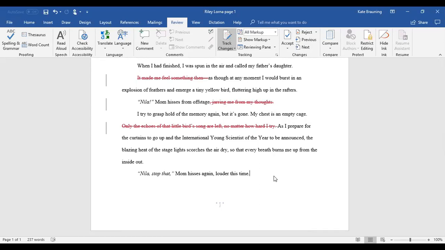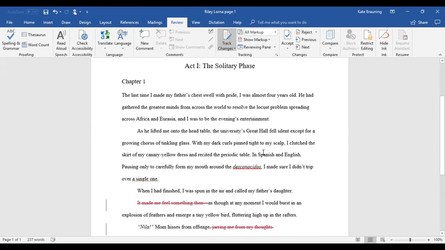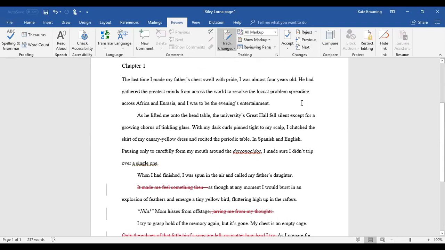The major change that I would make on this page is give us more of that mental intrigue. Give us more questions or more things to wonder. From reading the rest of the 10 pages, I would say it's the dad and it's the locusts.